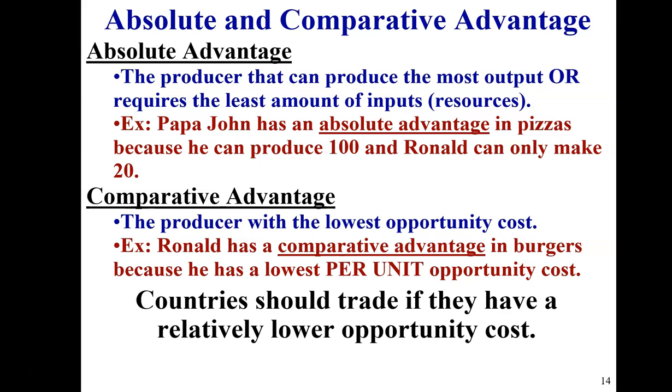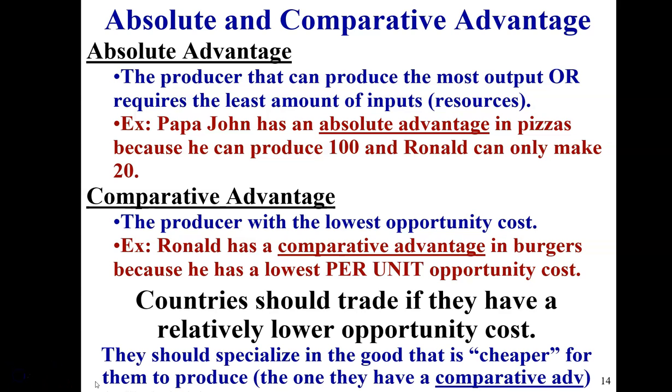Countries should trade if they have a relatively lower opportunity cost. They should specialize in the good that is cheaper for them to produce, the one where they have a comparative advantage.